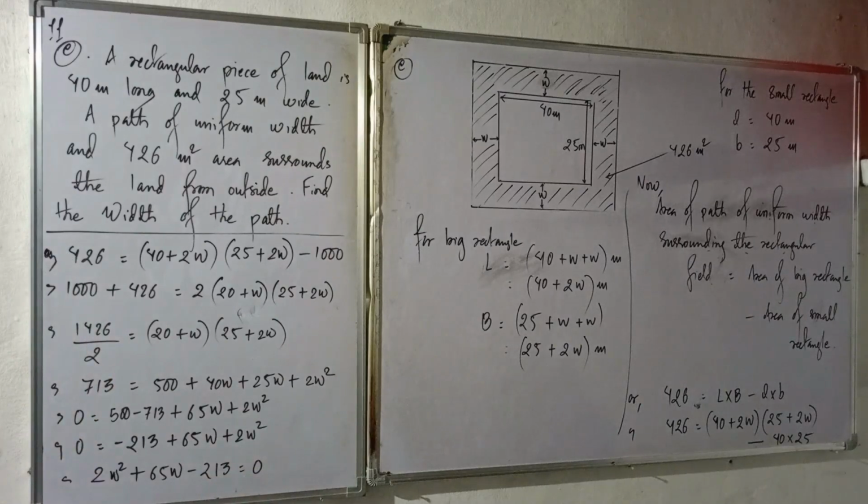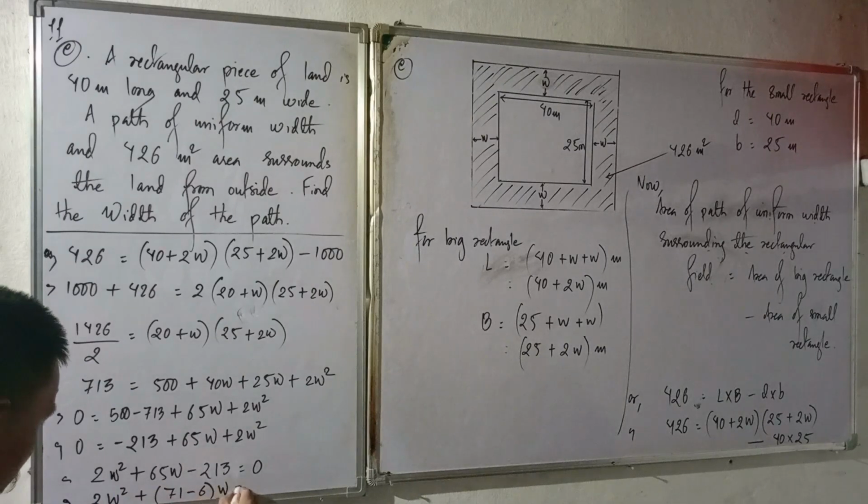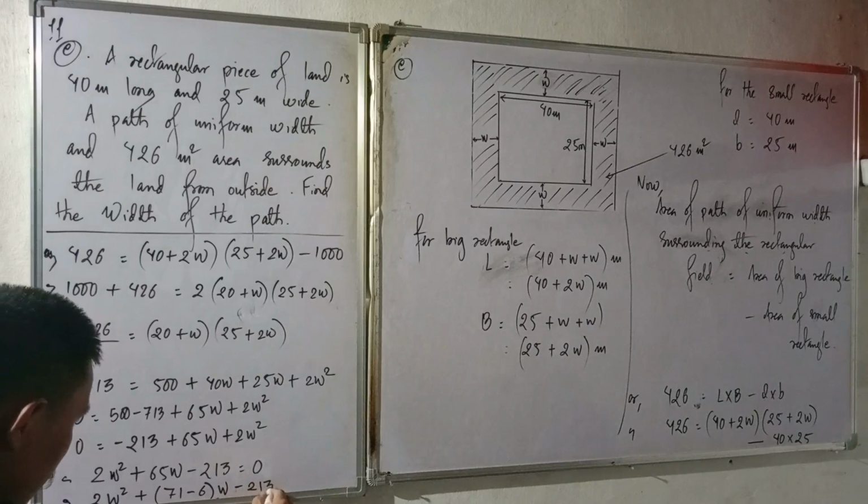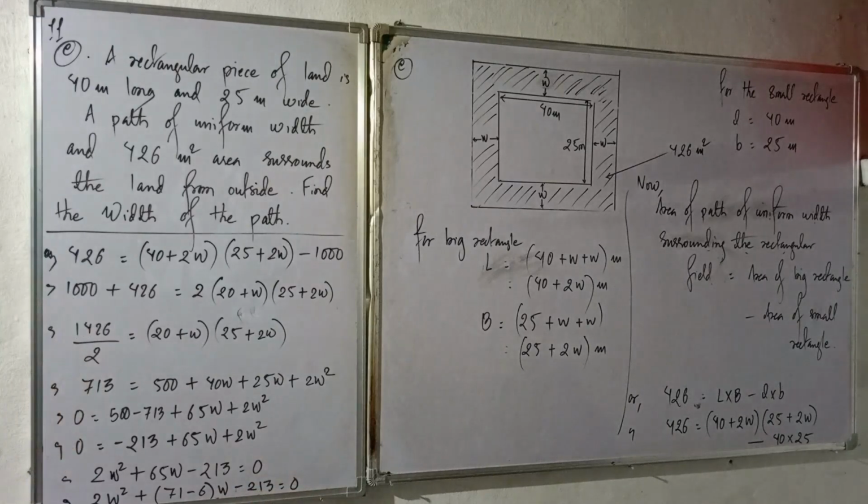Factorize that part. If you factorize that part, that will be 71 times 6, 2w square plus 71 times 6, and 71 minus 6 will get 65, minus 213 equals to 0.